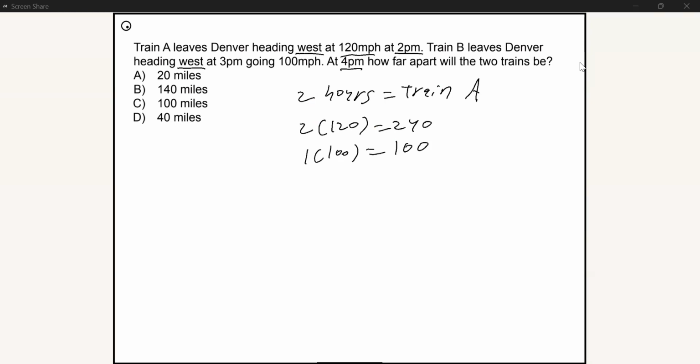And then how far apart they are, since they start at the same place, we'll subtract and we'll get 140 miles.